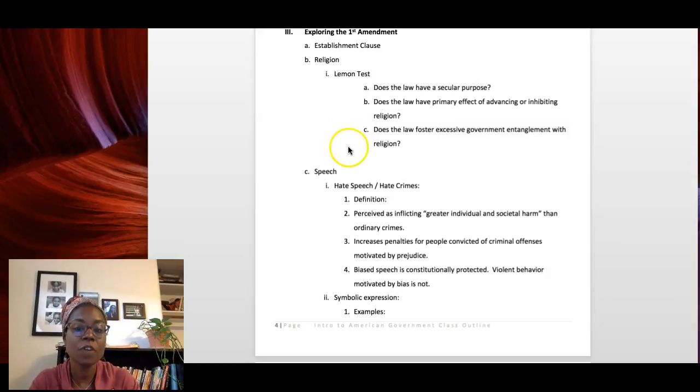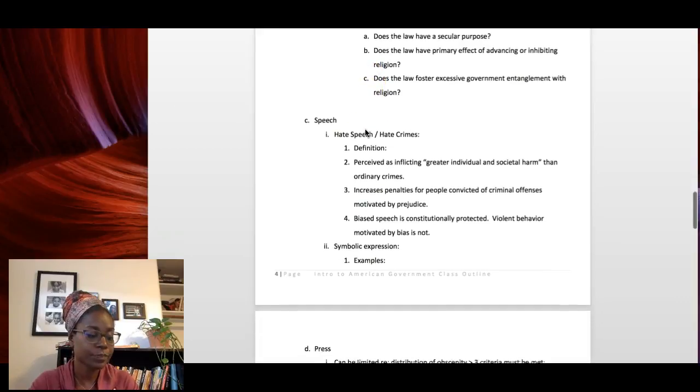Third question, does the law foster excessive government entanglement with religion? The answer has to be no. And then based on these answers, the courts rule whether the particular law has violated the Establishment Clause or not.